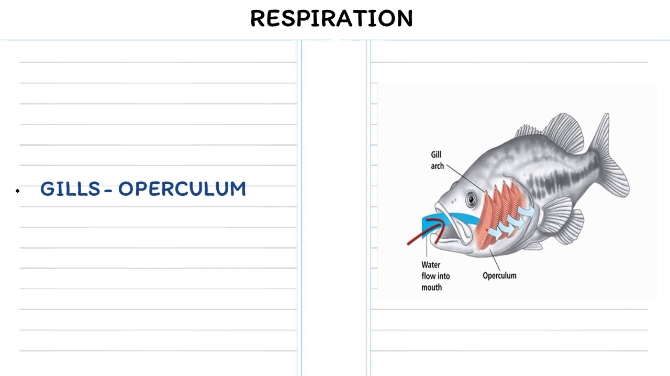And here respiration is going on with the help of gills, but here one speciality is there: four pairs of gill slits are present, but they are covered with an operculum. Can you watch the operculum in the image? So four pairs of gill slits are covered with an operculum, which is used for respiration.